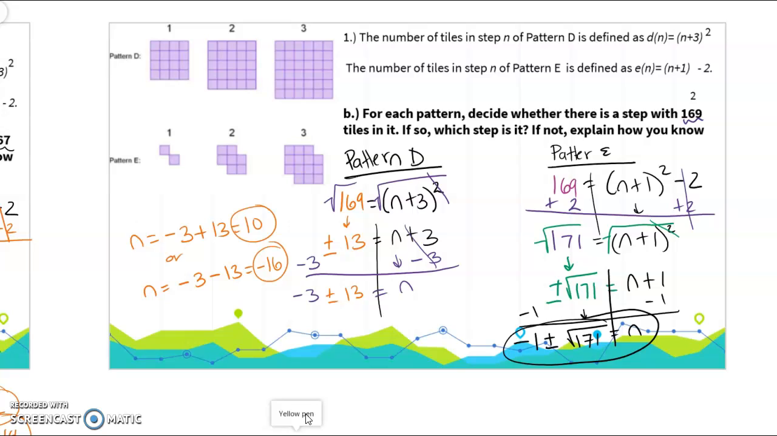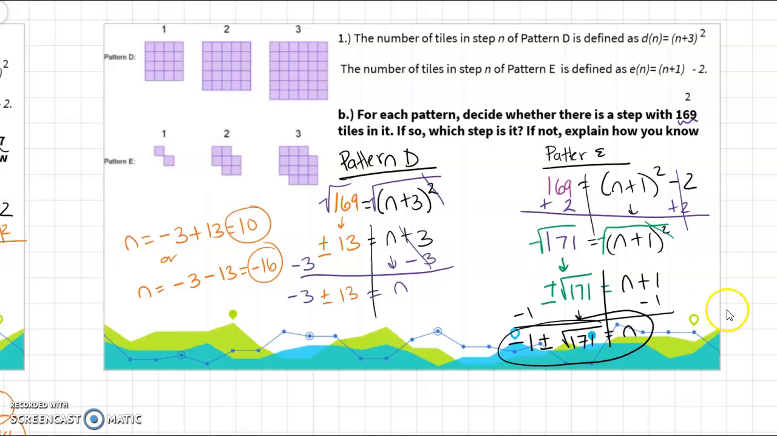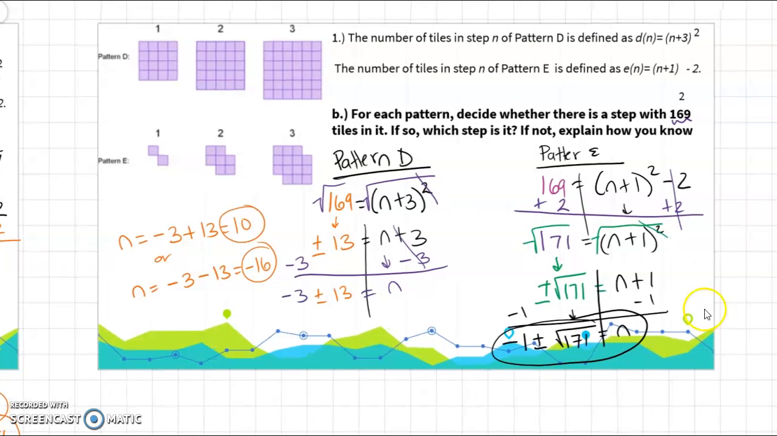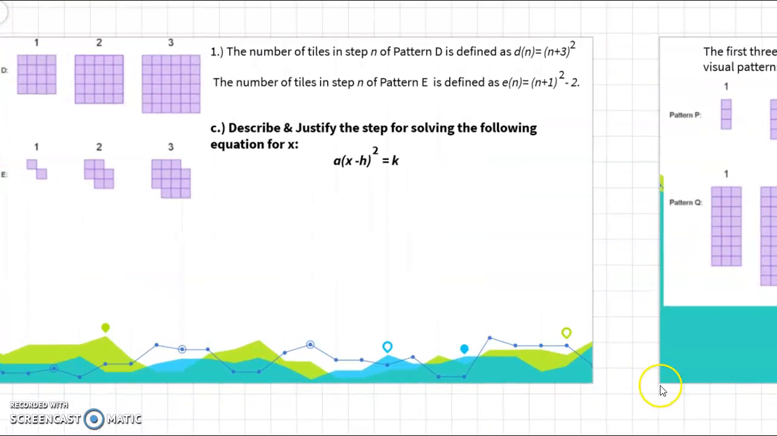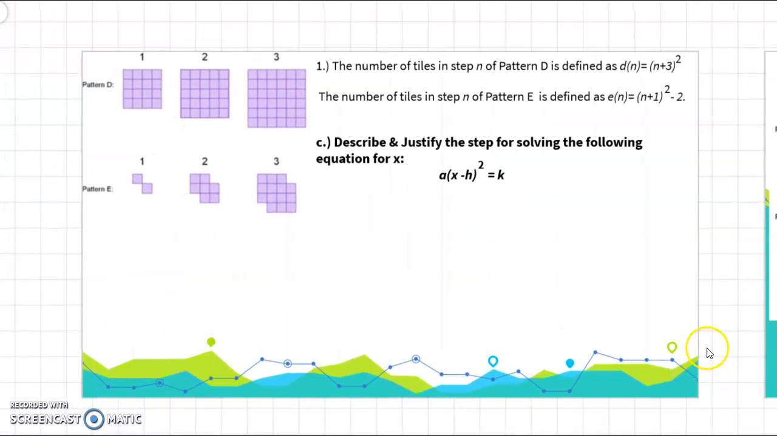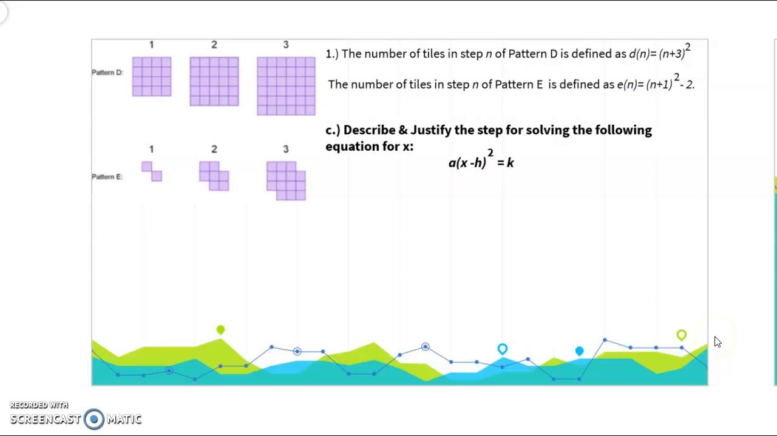Pretty neat, right? Well, these patterns didn't work out, but let's try another 2 patterns and see if we can get something similar. Or actually whole numbers, like in pattern D for B, and pattern E for pattern 1. So it says the number of tiles, that's what our first question is. Our part C now says describe and justify the steps of the following.